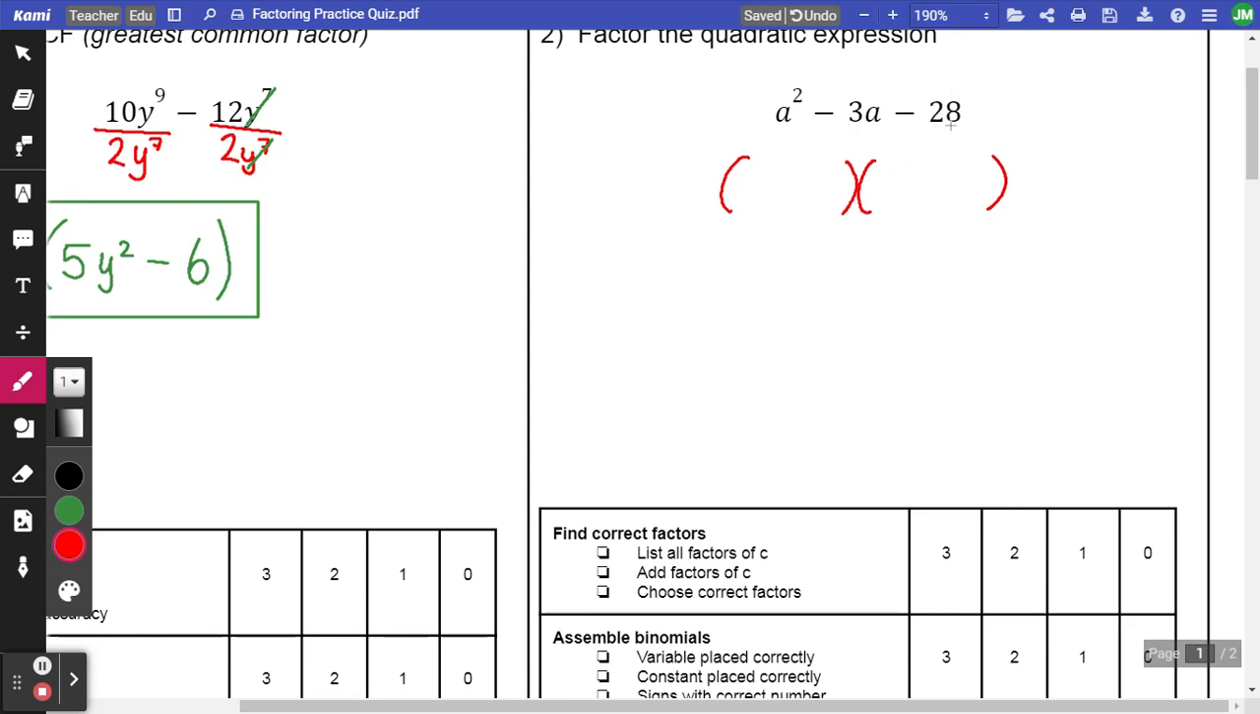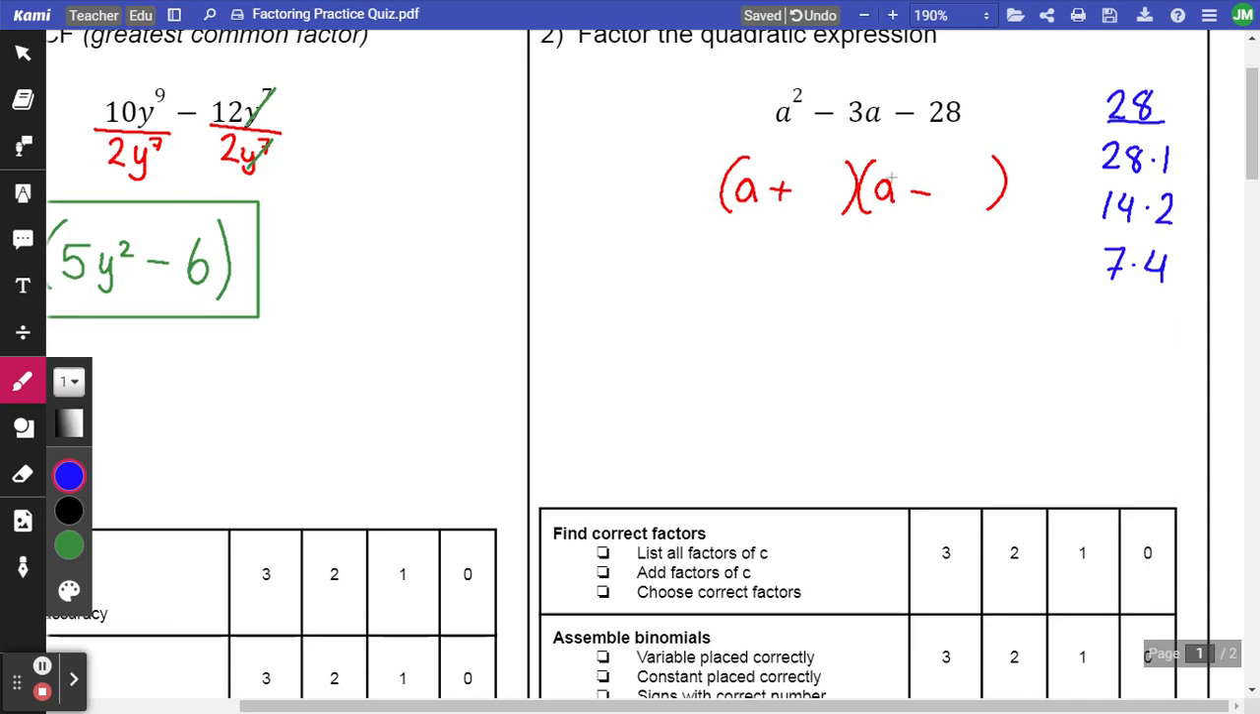If c is negative and b is negative, that means that we have alternating signs, a plus, a minus, but our negative factor is going to end up being bigger than the positive factor. Okay. So then we move on to listing out the factors of c, 28, which include 28 times 1, 14 times 2, and 7 times 4.